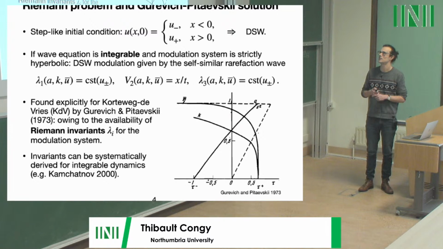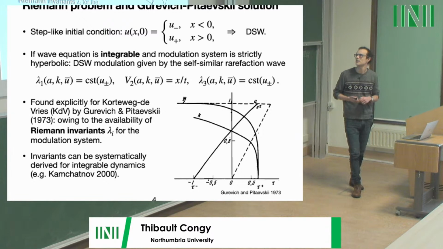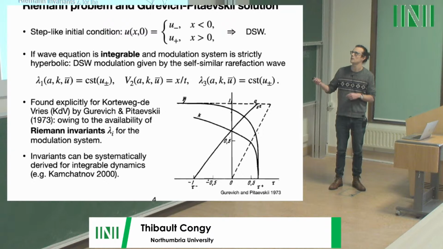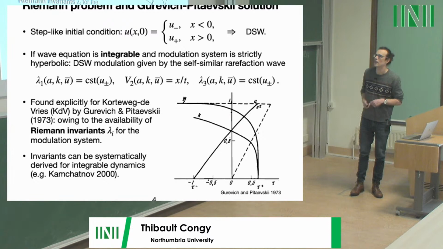So this solution was first found for Korteweg-de Vries, for KdV, by Gurevich and Pitaevskii in 73, and that's the picture of the 73 paper that I included here. So you have the modulation here of the three parameters, where tau is the self-similar parameter, x over t, and you have the amplitude that goes from zero to some finite value here. You have the decreasing of the mean value, and also the decreasing of the wave number that goes from small amplitude wave to solitary wave limit.